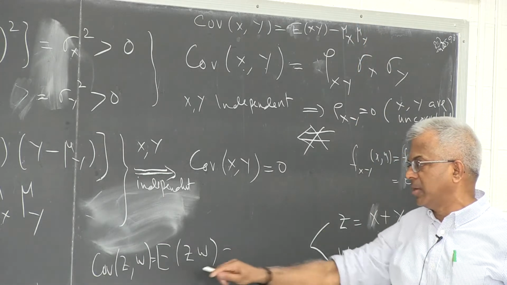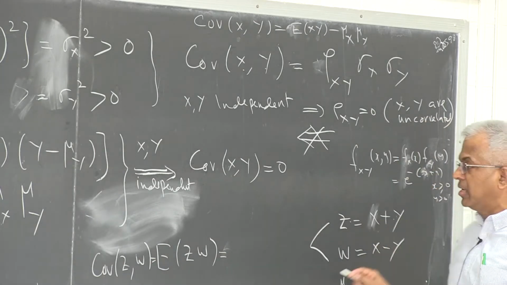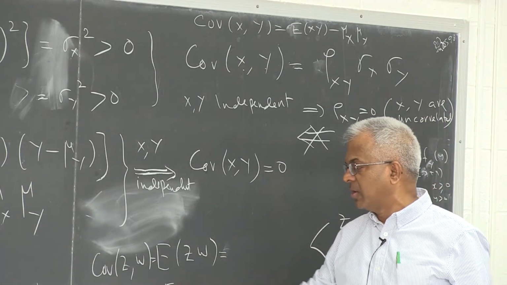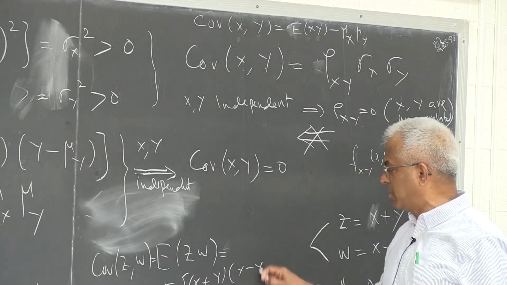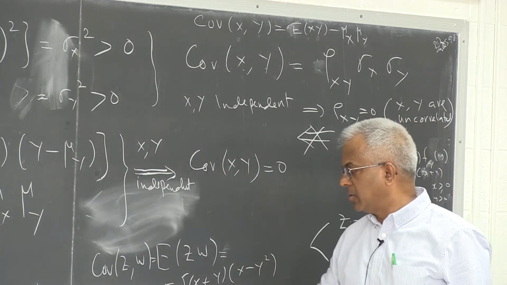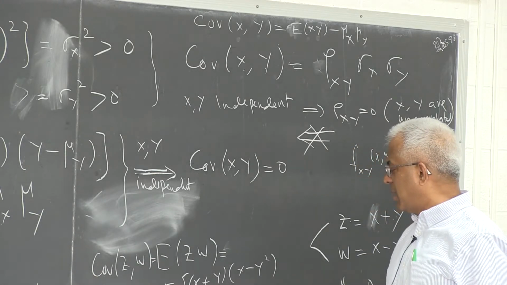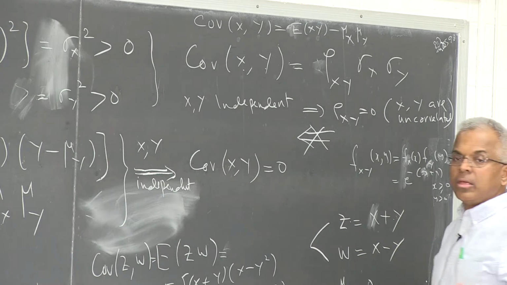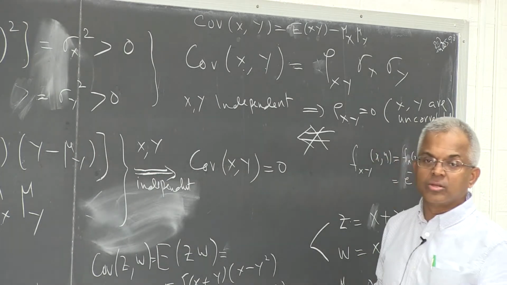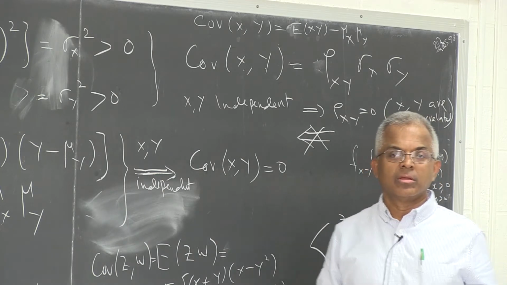So this is simply this, and now you substitute for z and w. So this is the expected value of (x plus y) multiplied by (x minus y). That's x squared minus y squared, and this is the expected value of x squared minus the expected value of y squared. Again, because these two random variables are identical, they have the same variance, same mean. Even if I don't know the mean and variance, I know this quantity is 0. So the covariance is 0, the correlation is 0.